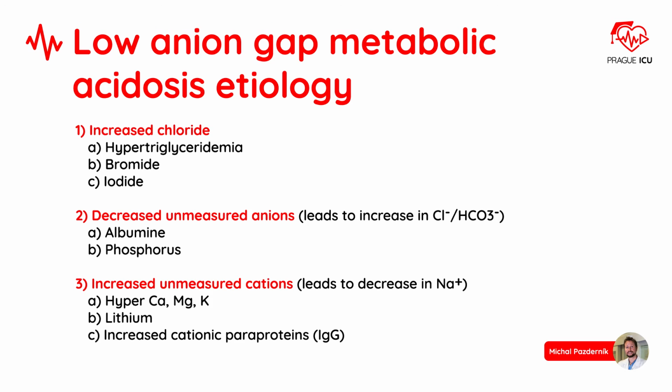Sometimes we might observe low anion gap metabolic acidosis. Its etiology includes, again, think of Gamblegram to better understand. First, conditions with increased chloride levels. Second, in case of decreased unmeasured anions, which leads to increase in chloride or bicarbonate. And third, and last, in patients with increased unmeasured cations, which leads to decrease in sodium levels.